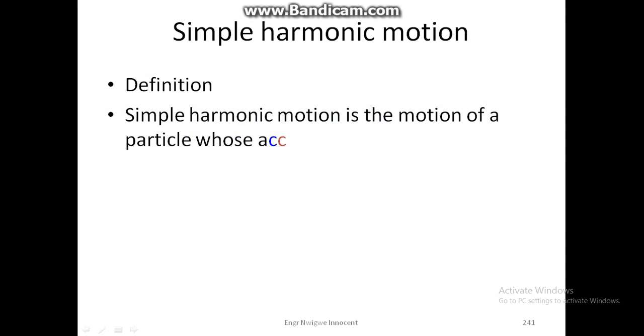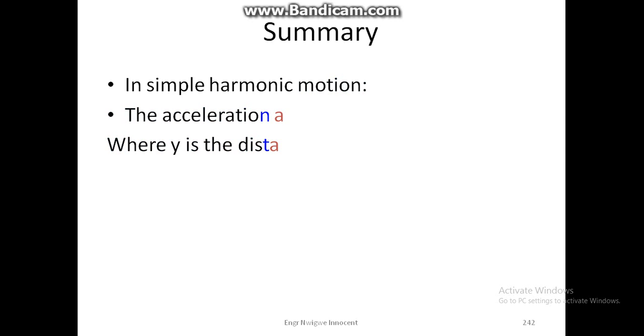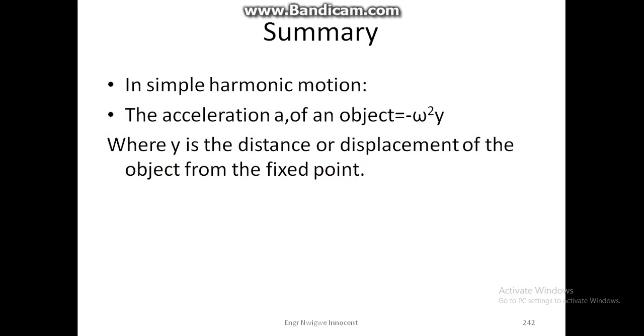Simple harmonic motion. Definition. Simple harmonic motion is the motion of a particle whose acceleration is always directed towards a fixed point, and directly proportional to its distance from that point. Summary. In simple harmonic motion, the acceleration A of an object is equal to minus omega squared y, where y is the distance or displacement of the object from the fixed point.